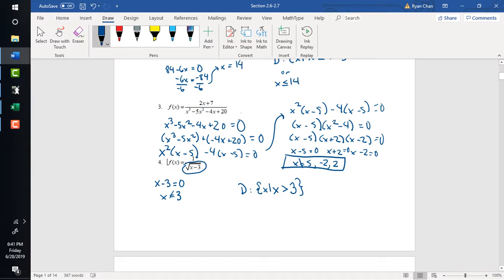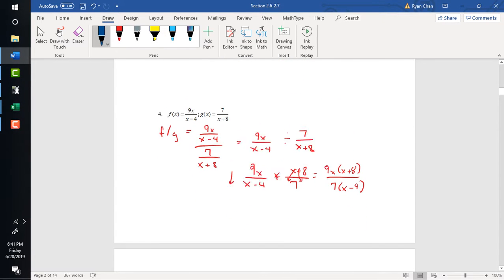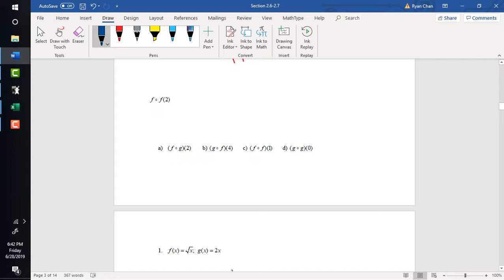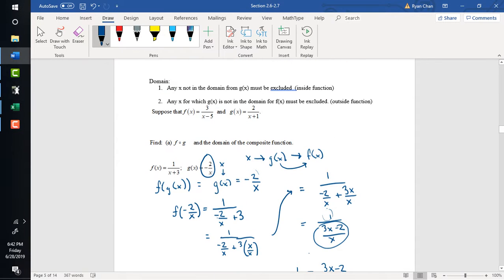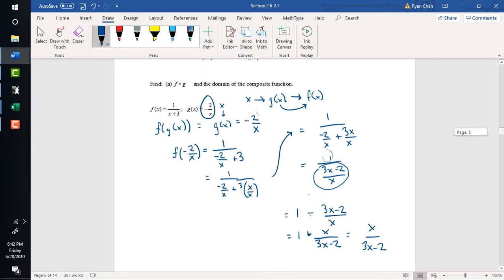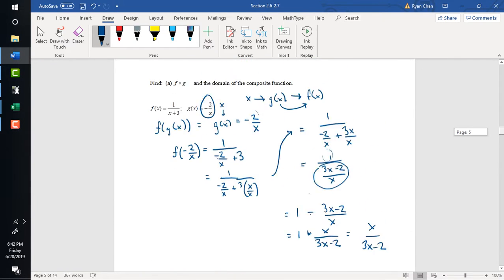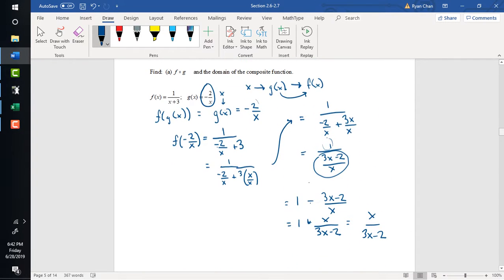Now let's talk about composites, okay? So we're going to do some of the same problems we just did in the last video. Make sure that you have notes for that and how you got this, because I'm going to kind of redo this again. Okay, so how do I find a domain of a composite function? Okay, so let's talk about this right here.